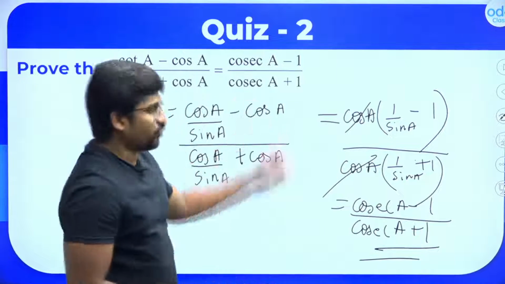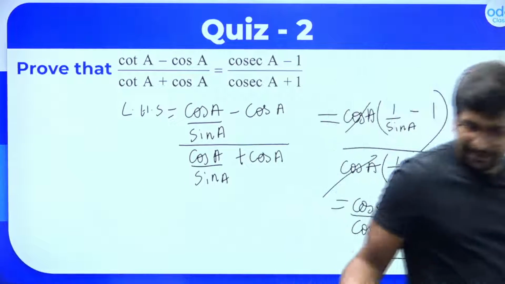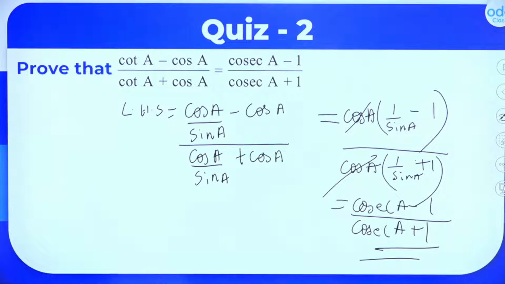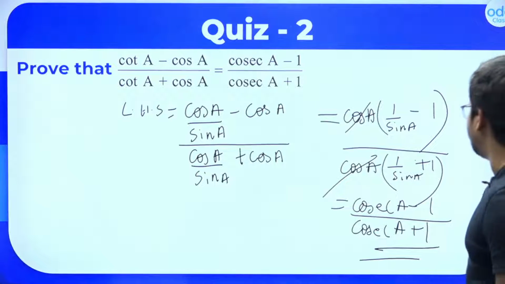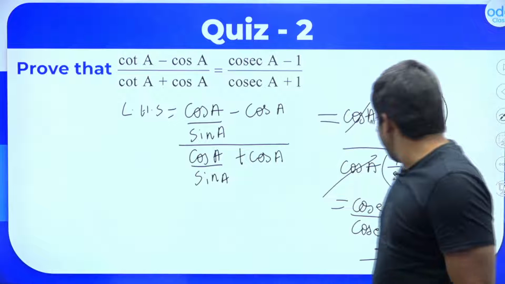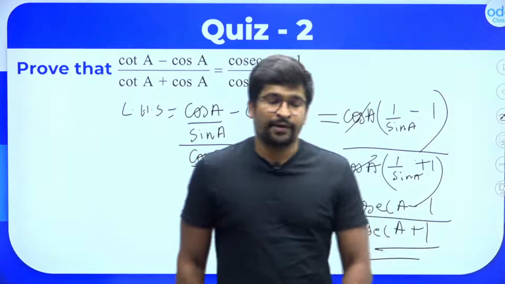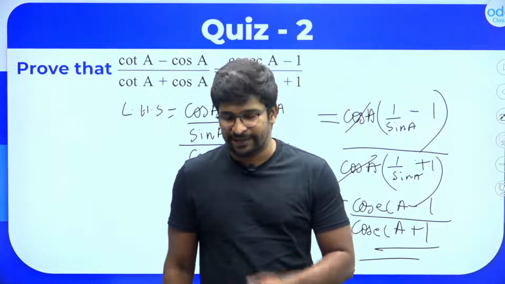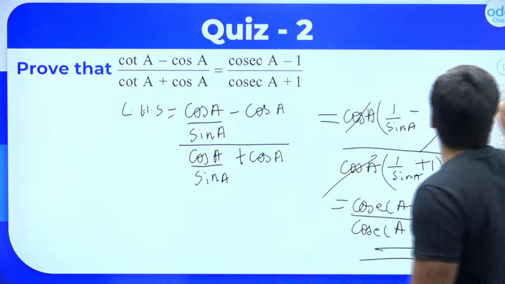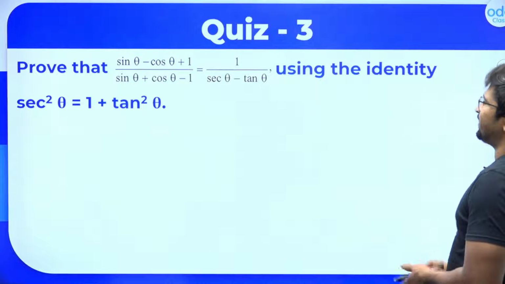Isn't it what was supposed to be proved? Hence it is proved, this question is very easily proved. Is it clear to all of you? Alright, this is very much clear to everyone, right? So cosec A minus 1 divided by cosec A plus 1. I hope it is clear to each and everyone present here. Wonderful. If this is clear, let's move to the next question.